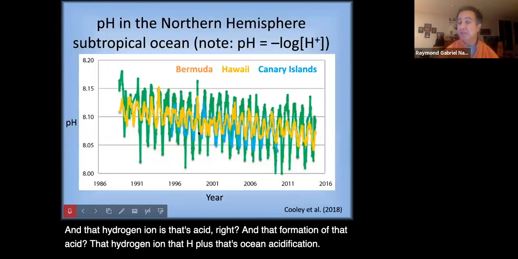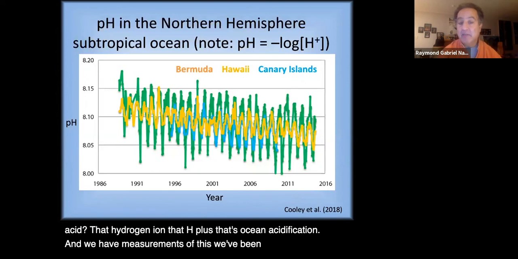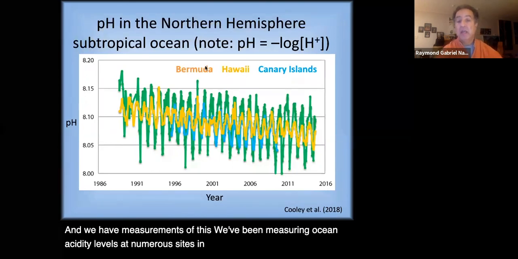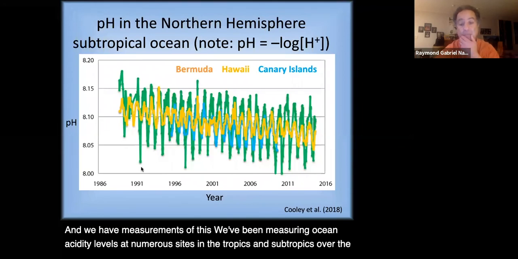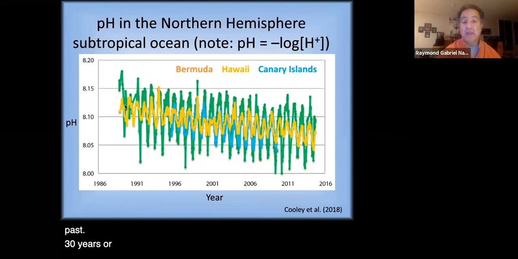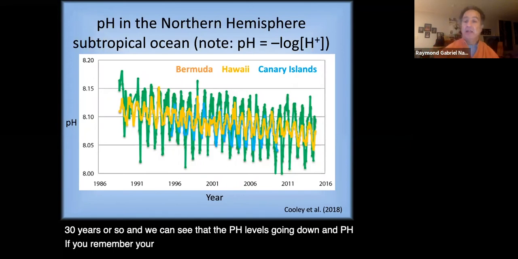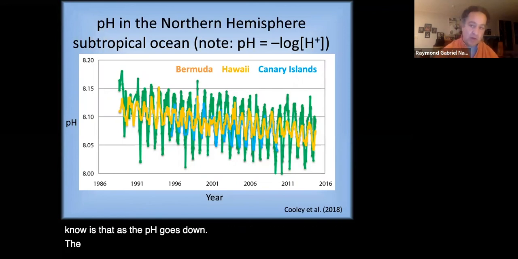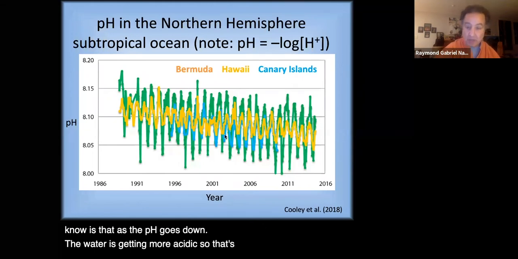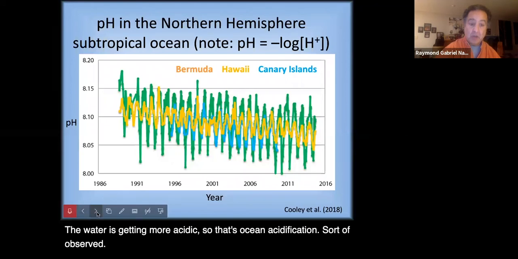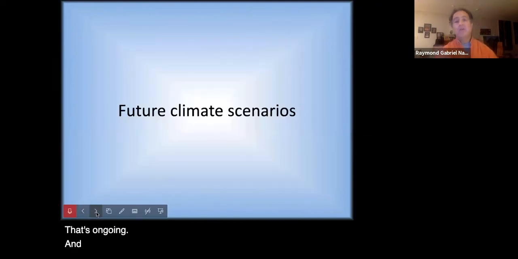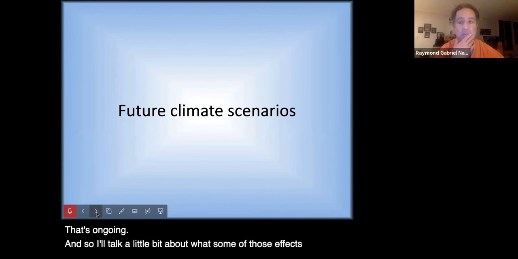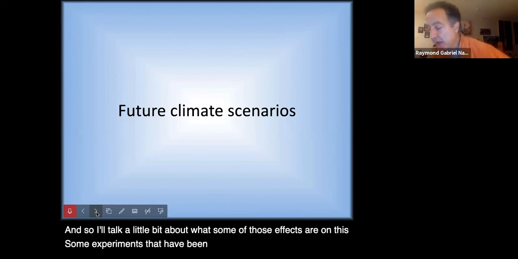And we have measurements of this. We've been measuring ocean acidity levels at numerous sites in the tropics and subtropics over the past 30 years or so. And we can see that the pH levels are going down. And the pH, if you remember your high school chemistry, is the negative of the log of the hydrogen ion concentration. And the main thing you need to know is that as the pH goes down, the water's getting more acidic. So that's ocean acidification, sort of observed. That's ongoing. And so I'll talk a little bit about what some of those effects are. There are some experiments that have been done about that.